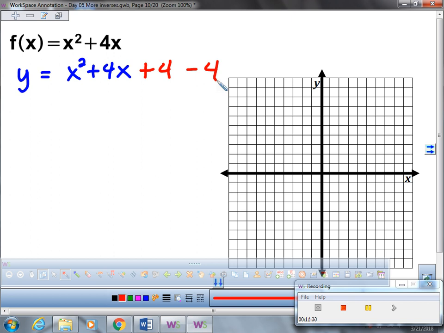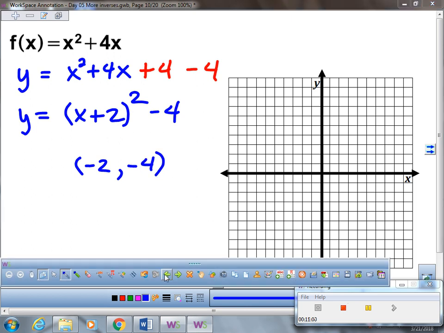Check this out. Now it's a perfect square, right, with a negative 4. Do you guys remember this? Now it's transformational. This is in vertex form, guys. This is in vertex form, so what's my vertex? Negative 2, negative 4. Is that what we had here?